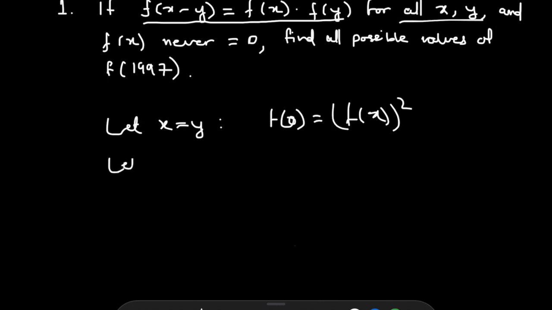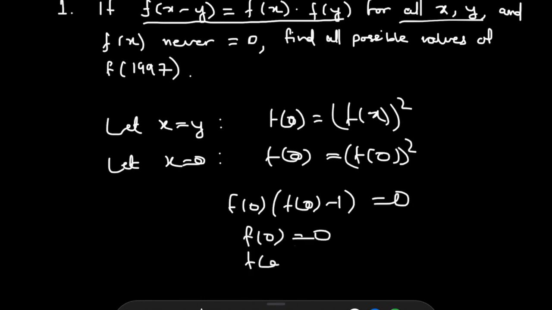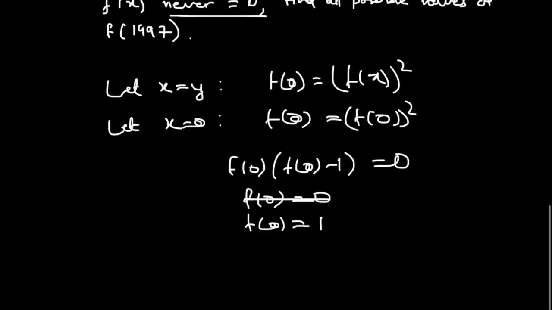So let's once again take advantage of the given that it's valid for all x and y, and we can let x equal 0 now to get f of 0 equals f of 0 squared. So this tells us that f of 0 times (f of 0 minus 1) equals 0. Here we've just moved the f of 0 to the right and factored it out. So this tells us that either f of 0 equals 0 or f of 0 equals 1. But we know that f of 0 can't equal 0 because that was part of the problem statement. So now we know that f of 0 equals 1.